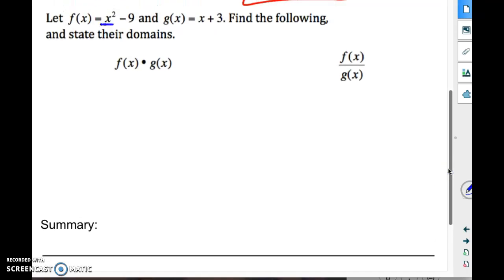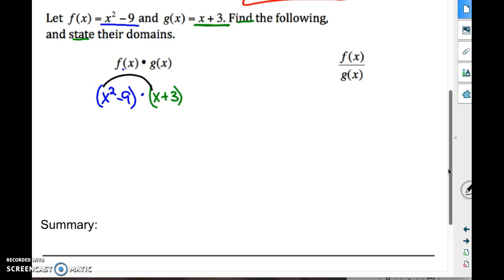Now, we have our f is x squared minus 9, and our g is x plus 3. They want us to find the following and state their domains. So let's substitute those in. F of x is x squared minus 9, and then it says times, and g of x is x plus 3. So we'll need to distribute.